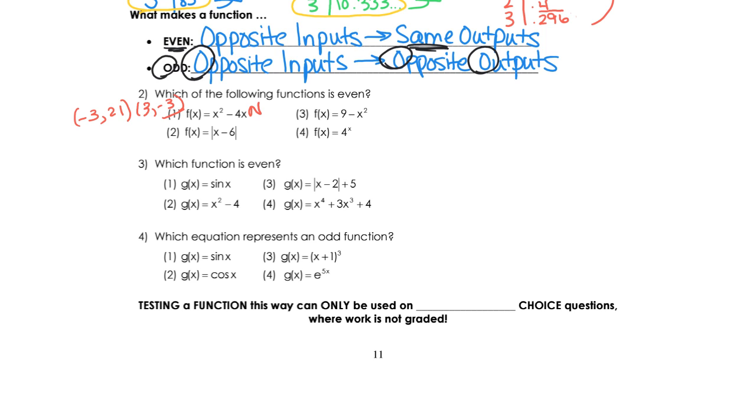Looking at this one, I have -3 paired with 9, and +3 paired with +3. So again, those outputs are neither the same nor are they opposites, and therefore number 2 is a neither. Okay, and again, you don't have to compare -3 and 3. It just seems to be the easiest since that's what we were doing up above. But you can compare any two opposite inputs.